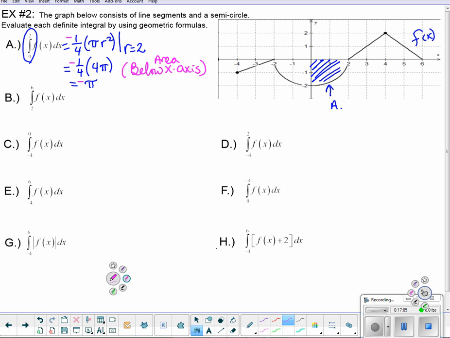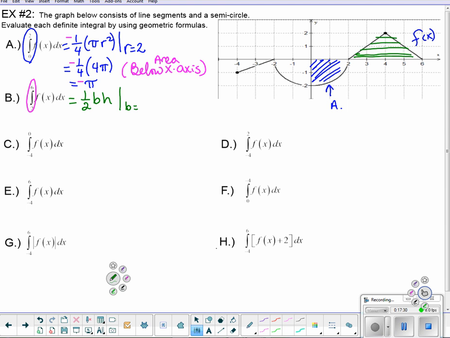So it becomes negative. Next, it says go 2 to 6. So how did I pick up 2 to 6? I looked at my bounds. And now I want this region, correct? Which is a triangle. So I'm going to have 1/2 base times height, evaluating where our base is.